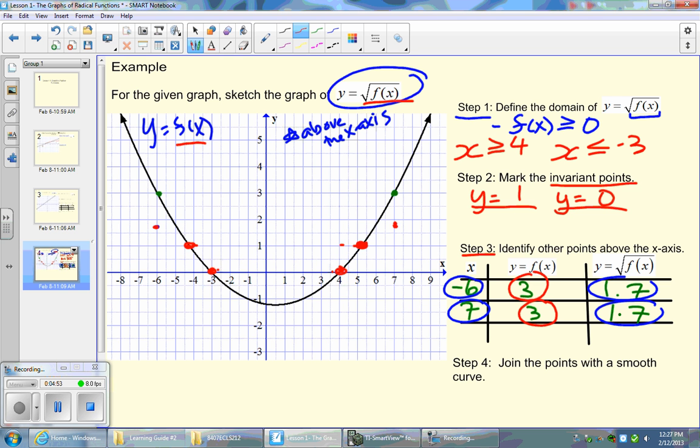Let's start with the right hand side here. We have 3 points, and I'm going to draw a smooth curve that goes through all of those points. So there's one section of the graph. The other section of the graph is on the negative side. We're going to start at -3, and draw a curve that goes through all those points. So the radical function graph is defined by the red curve, and that is how you sketch the graph of a radical function given a quadratic.